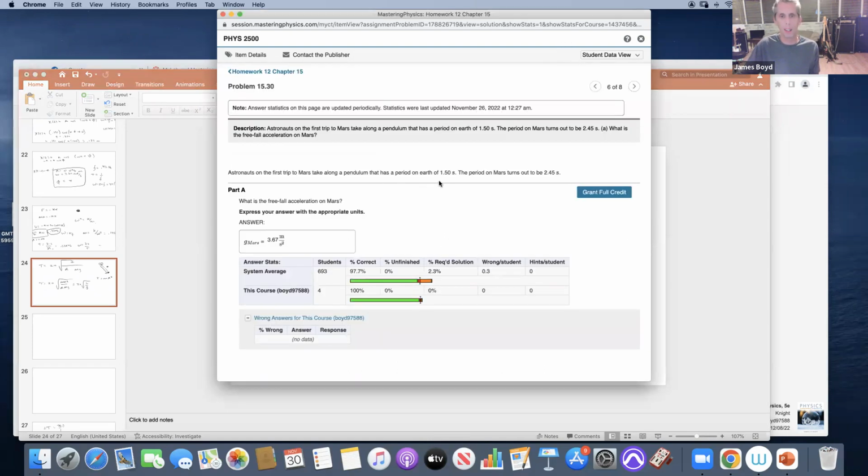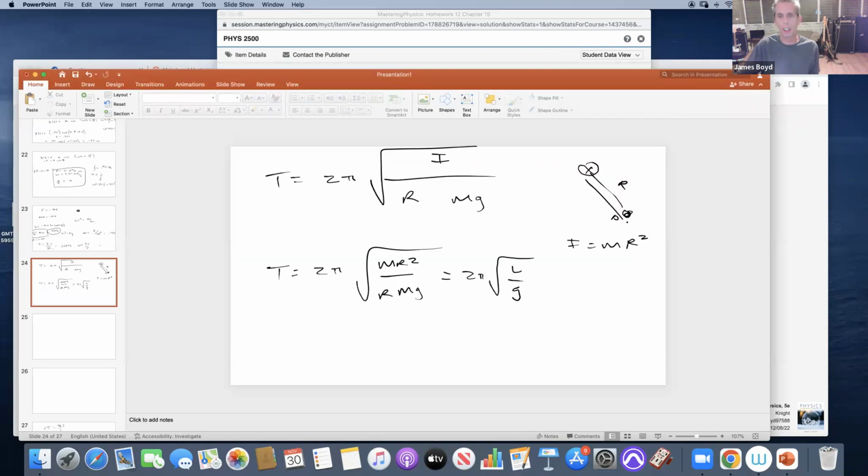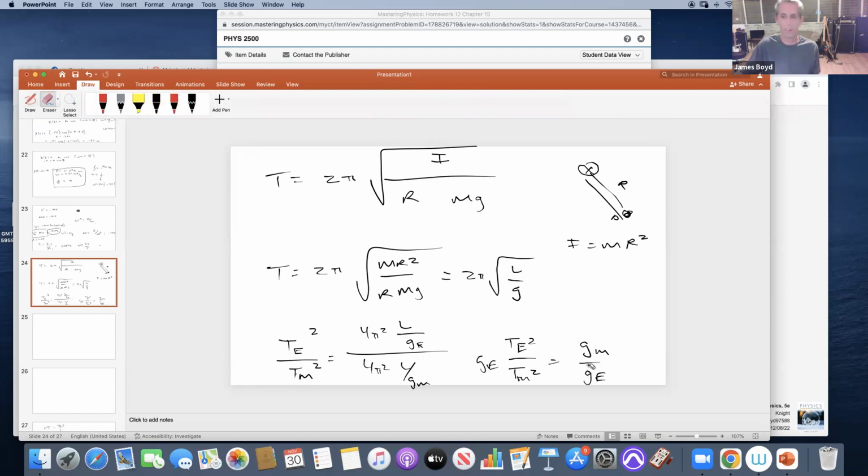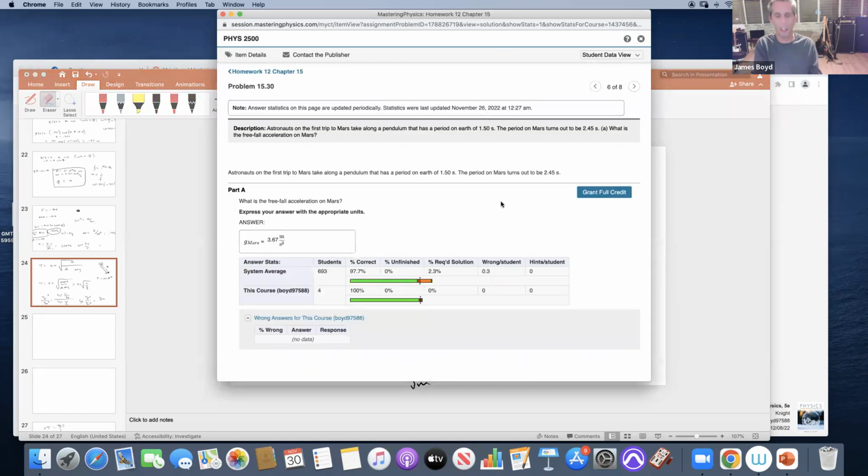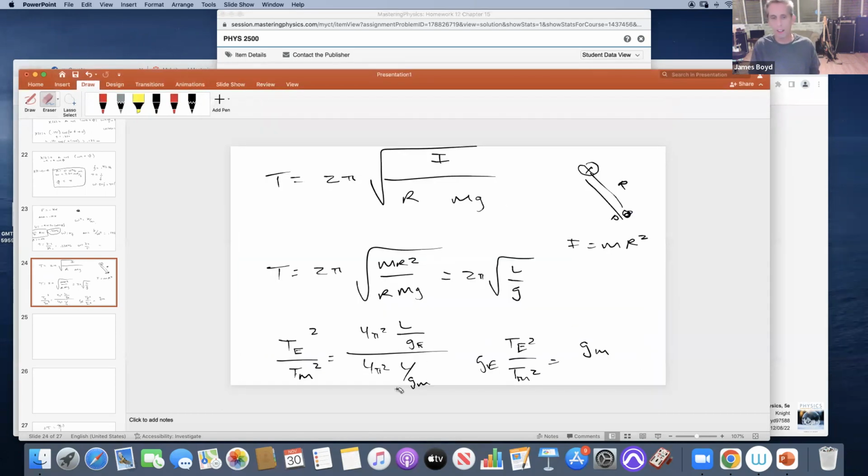We're told that a pendulum has a period of 1.5 seconds. On Mars, it's 2.45 seconds, so we want g on Mars. So what we do is the period on Earth, the period on Mars. Let's square these two, and we end up with 4 pi squared L over g on Earth, and 4 pi squared L over g on Mars, and that's what we're trying to find. The 4 pi squared L goes away, and what I get is Earth period squared over Mars period squared is equal to g on Mars over g on Earth, or g on Earth multiplied by both sides. And this is what I want to solve. So g on Mars is 9.8 times the period on Earth squared, 1.5 times 1.5, divided by the period on Mars squared, 2.45 times 2.45. And you get 3.67. You just have to divide by the two of them.